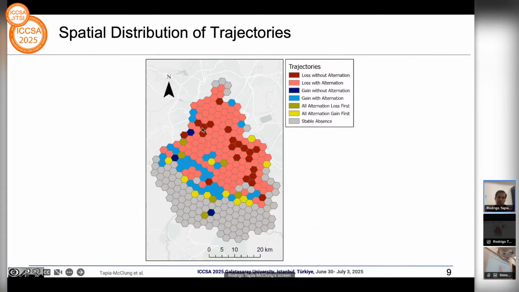Some of them do have losses without alternation, but we can see that the overall trend in the central part of the city has a decreasing pattern. That helps us confirm again what the official figures say, that we have decreasing numbers of crime incidents. So there's no surprise that in this portion here we don't have urban settlements, that we don't have reports. That's why those are classified as a stable absence, because we don't really have any reports over here through time.